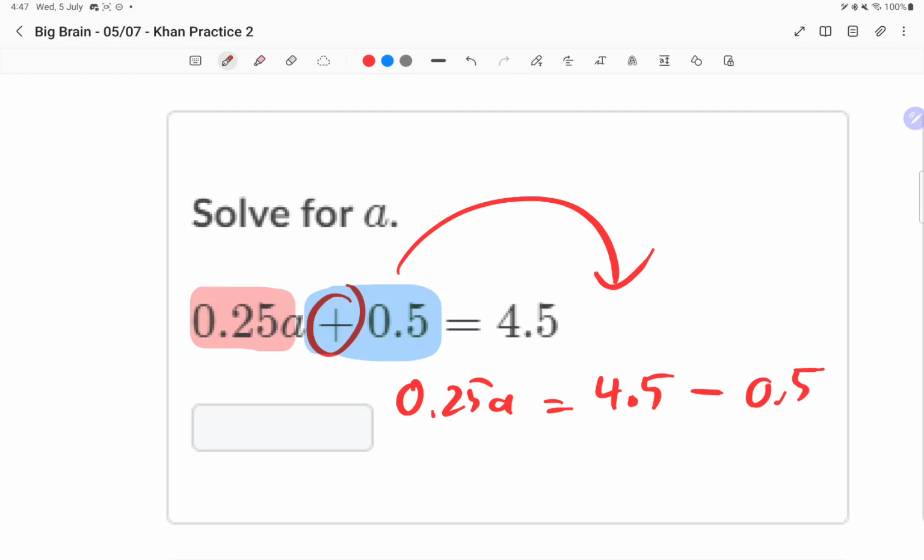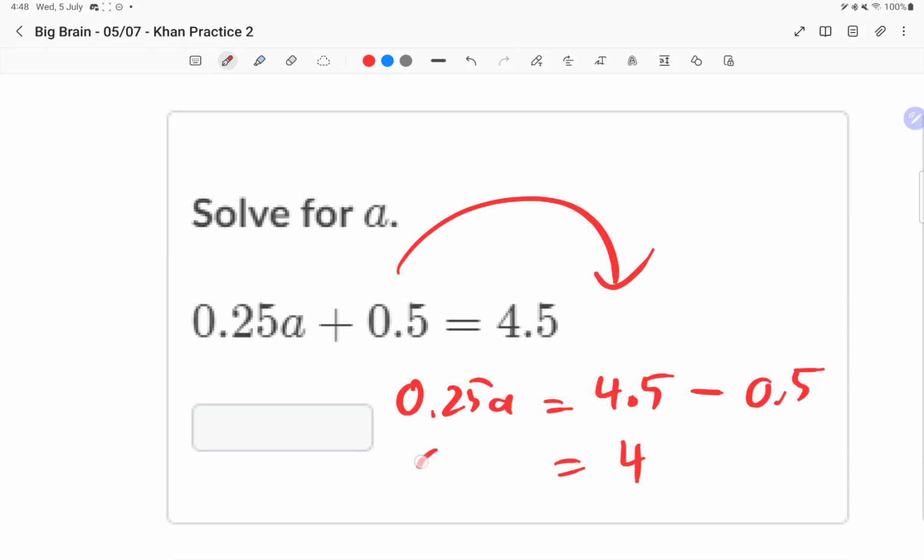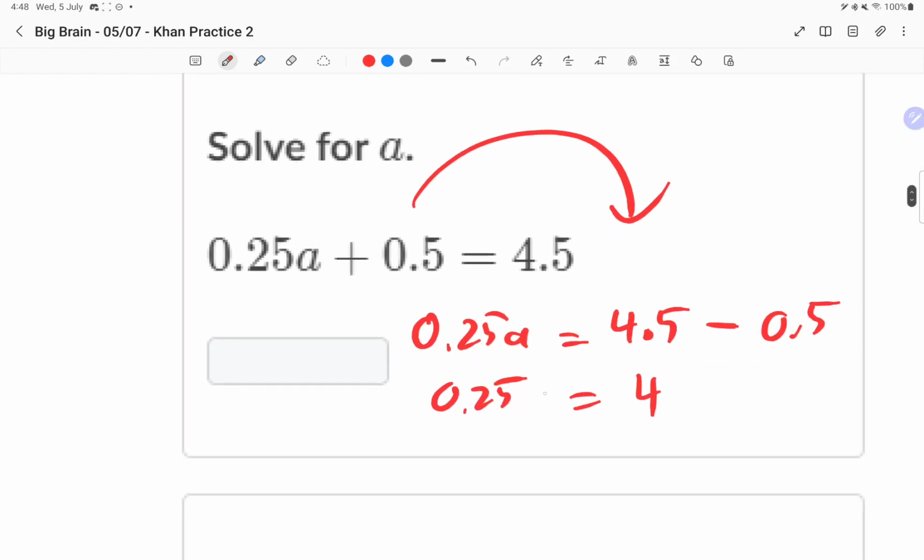Remember, terms and factors are different. Terms are separated by plus or minuses. Factors are multiplied together. So these 2 are factors in this term. This whole thing is one term, and inside it there are 2 factors, 0.25 times a. So factors are multiplied and terms are added or subtracted. So when you move the term over, it changes that. When you do the subtraction, that would be 4. So 0.25a equals 4, right?